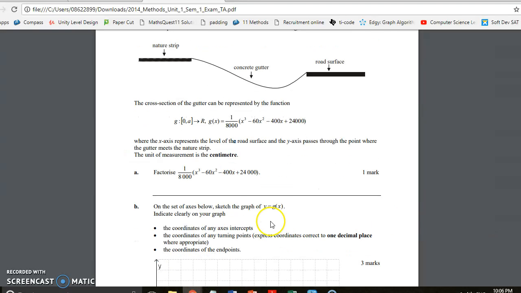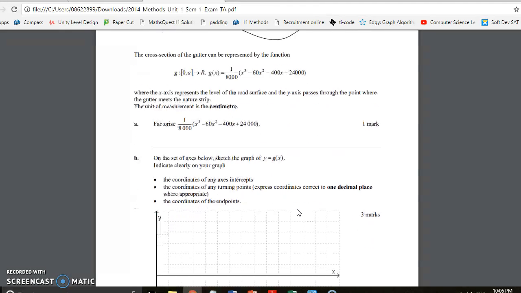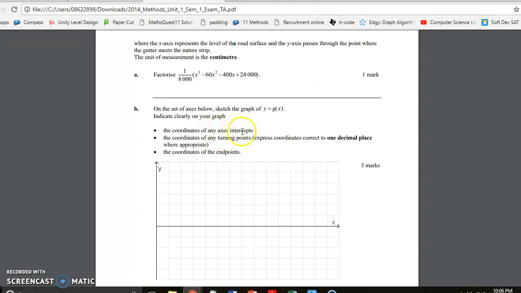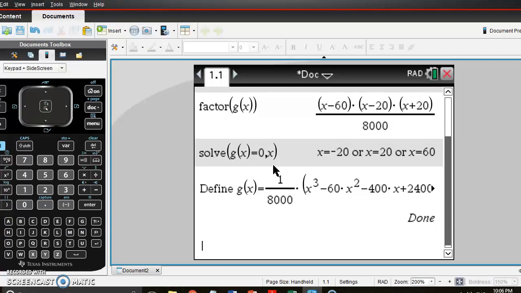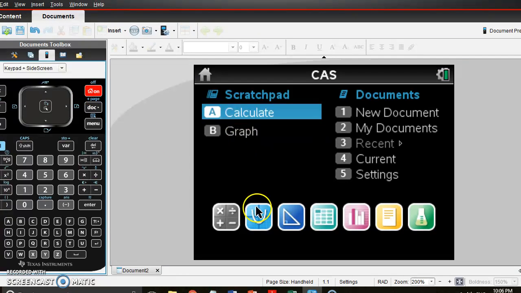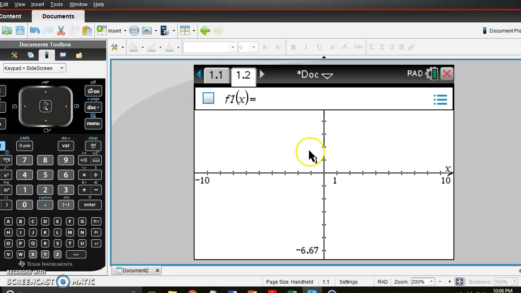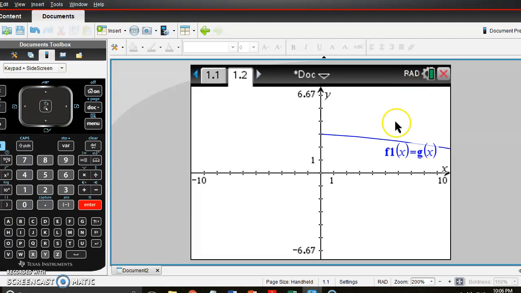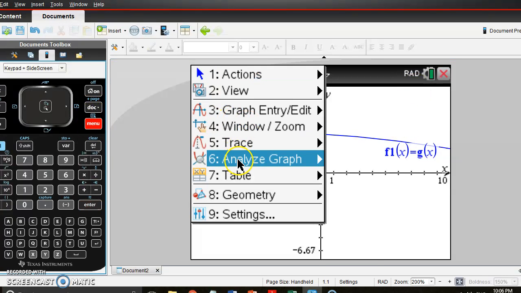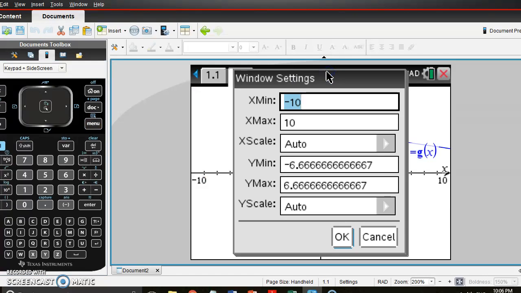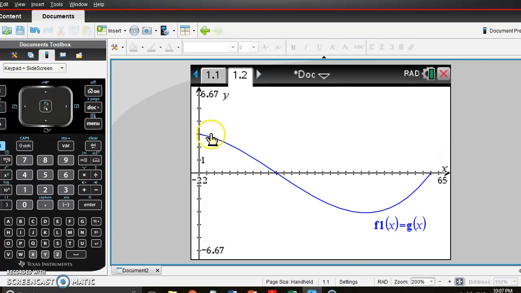On the axes below, sketch the graph of y equals g of x. Clearly indicate the coordinates of any axis intercepts, the coordinates of any turning points expressed to 1 decimal place, and the coordinates of the endpoints. So we're going to graph that. We enter g of x and go out to 60. Now we change our window settings. Because it's negative, say negative 2, and 65. Everything else seems okay, so let's see. Okay, there's the graph.